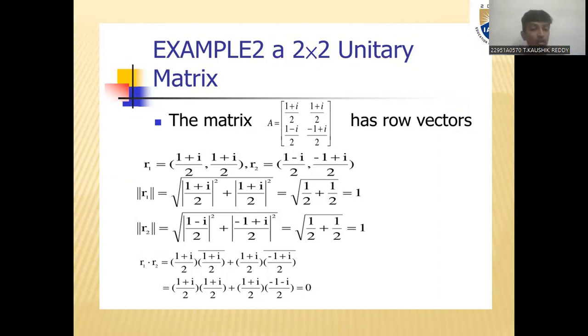On multiplying R1 into R2, we get (1+i)/2 into the conjugate of (1-i)/2 plus (1+i)/2 into the conjugate of (-1+i)/2. We'll get (1+i)/2 into (1+i)/2 plus (1+i)/2 into (-1-i)/2, which is equal to 0. So this is an example of a 2 by 2 unitary matrix.